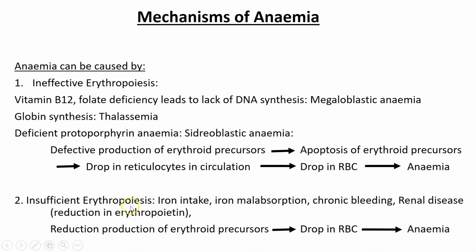So it's simply that the quantity of erythropoiesis isn't what it needs to be. That obviously leads to a reduction in erythroid precursors. Because it's insufficient, that drops the number of red blood cells in your blood, and that can lead to full-blown anemia.